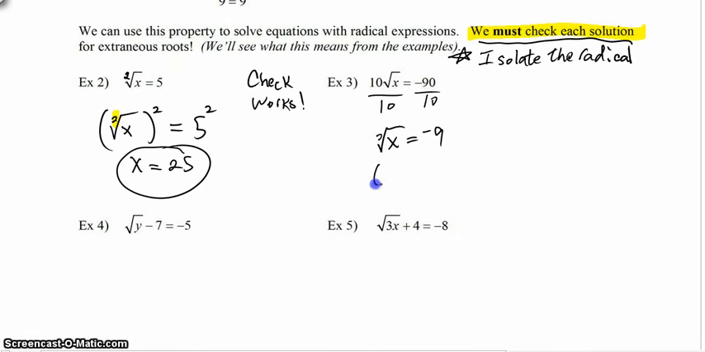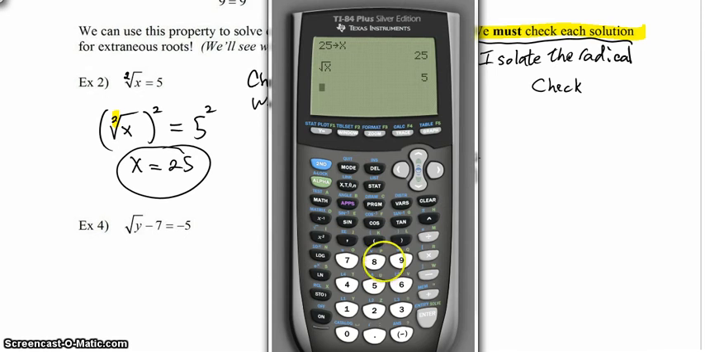Here we go again. To eliminate a square root, we will square both sides. Negative 9 times itself is positive 81. Notice also, if you're squaring, you should use parentheses. It's exceptionally tempting to say we're done, but we should check and see if this works. Here's what we're talking about.